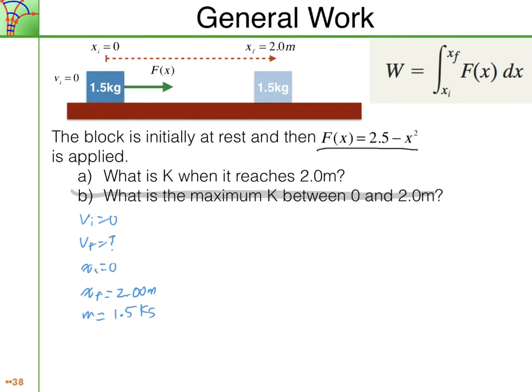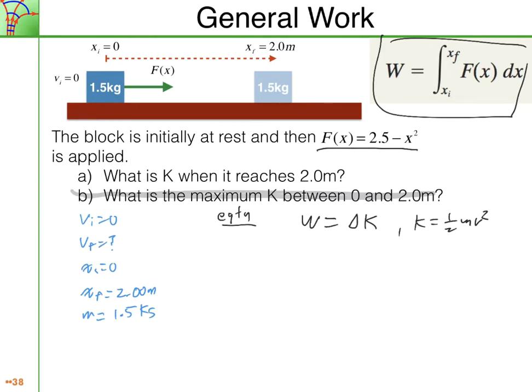So the equations that we can use to help us solve this: the main one is going to be work is equal to the change in kinetic energy, or I'll flip that around when I use it. And remember that kinetic energy is a half mv squared, although we don't really need this one. And the other equation we're going to need is how to calculate the work for that given force. So let's do our solution.